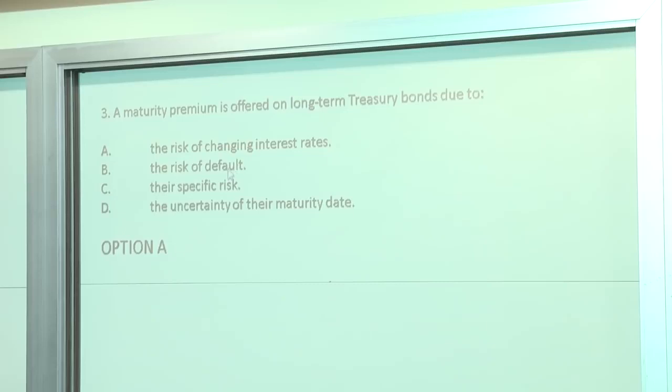The default risk, there's no default risk. There's specific risk. It's not specific. We're going to talk about specific risk and market risk, but it's not in here. So the maturity premium is a compensation for a longer waiting period in which there are going to be price changes responding to the interest rate change.